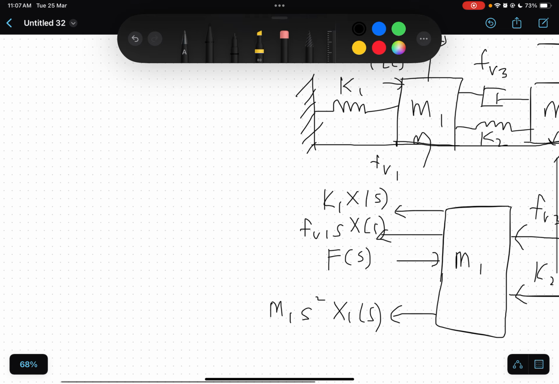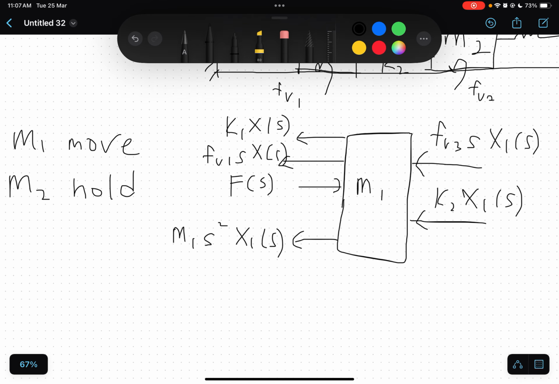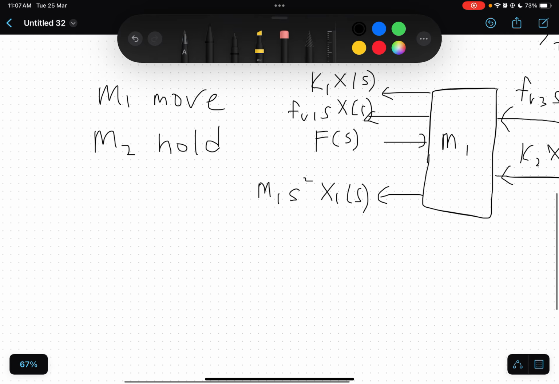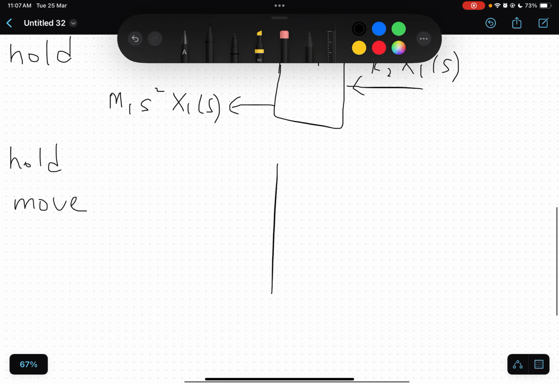So let me just write this again. M1 move, M2 hold. So you get this free body diagram. So next, let's consider what happens when we hold M1. So M1 hold, and then M2, you move it. What are the effects on M1?